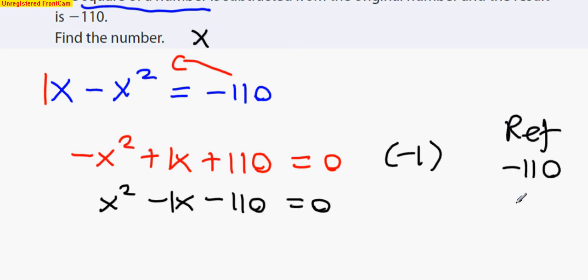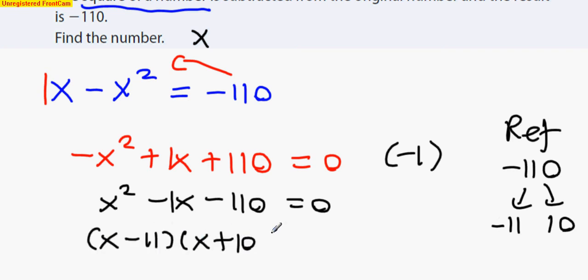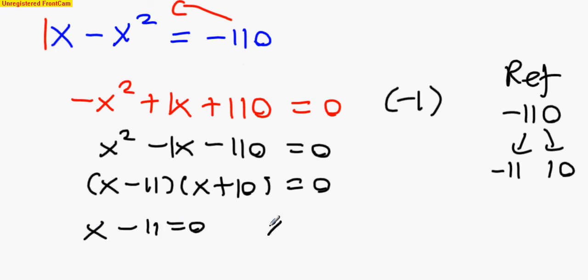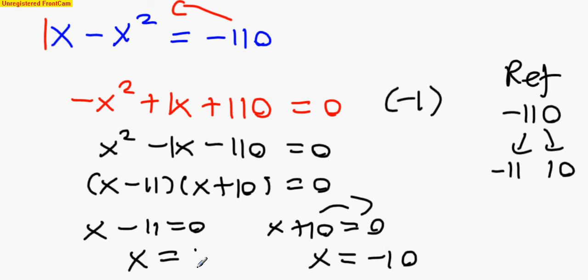Break it up, it's going to be 11 and 10, minus 11 plus 10. So we're going to have x minus 11, x plus 10 equals 0. Then we're going to have x minus 11 equals 0 and x plus 10 equals 0. Move it over to your side, x equals minus 10, x equals 11. Okay, so that's the end of that question.